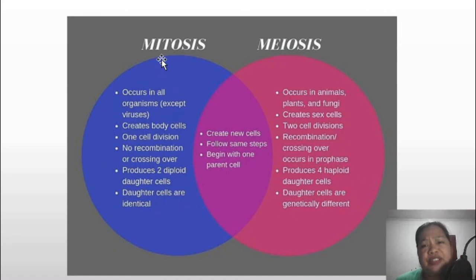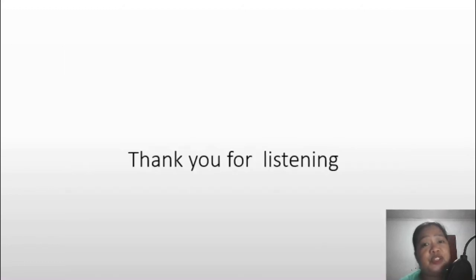And what are the similarities? First, they create new cells. They follow the same steps and begin with one parent cell. Then we also have the same stages: prophase, metaphase, anaphase, and telophase. So that is cell division.